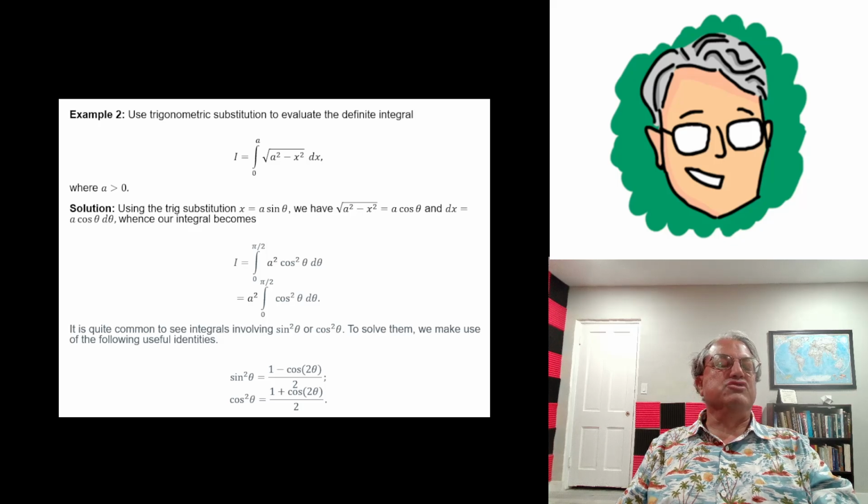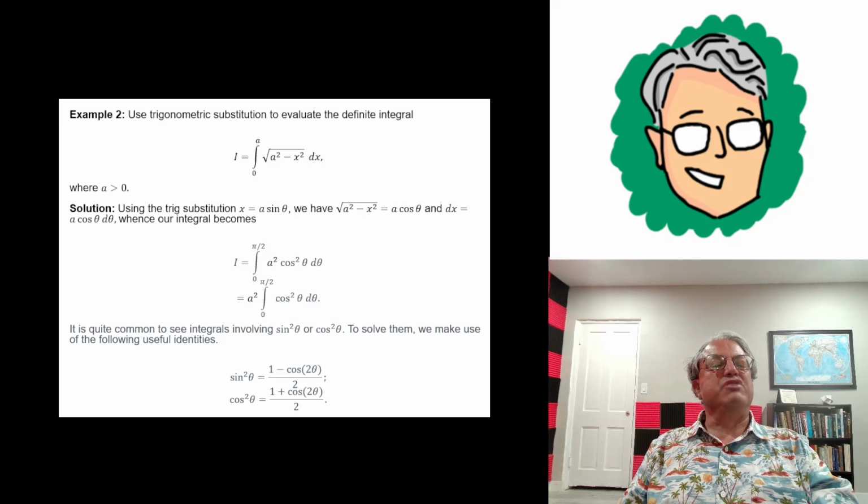Like I said, this example is pretty complicated, but let's just go through it. So we know that we have to use the substitution x equals a sine theta again for this example. That means the square root of a squared minus x squared is going to become a cosine theta, and also dx is a cosine theta d theta. So when we're done with everything, we get a cosine theta twice, so we're going to get a squared cosine squared theta.